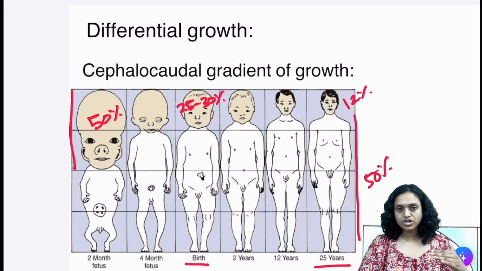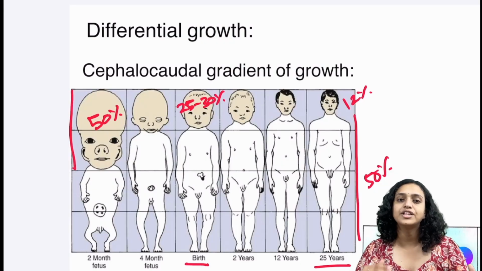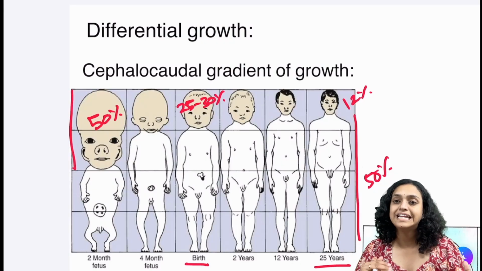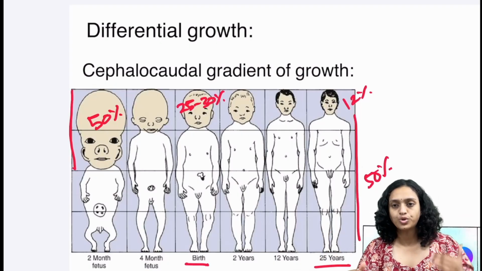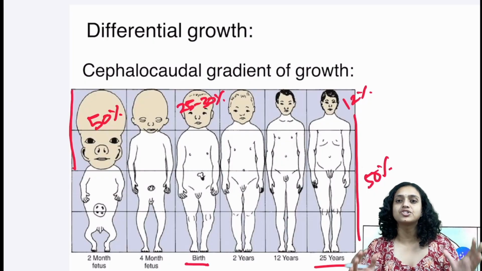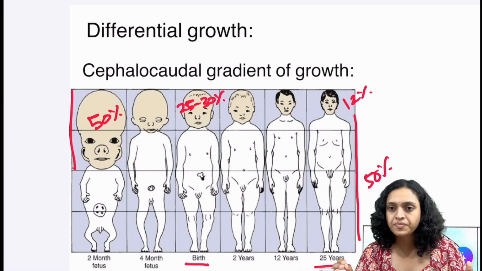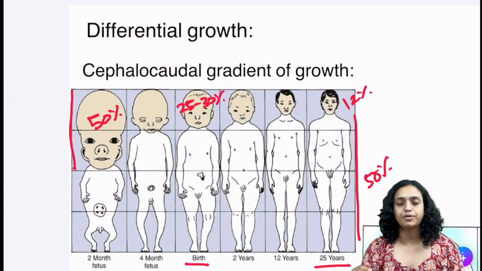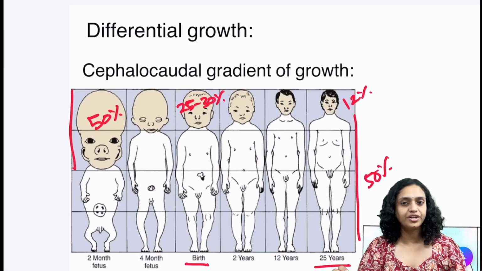So structures complete their development faster when they are closer to the head. There is an increased axis of growth of structures from the head to toe. Basically, the structures that are near your head will grow first and faster than the structures that are away from your head. This is the basic concept of the cephalocaudal gradient of growth.